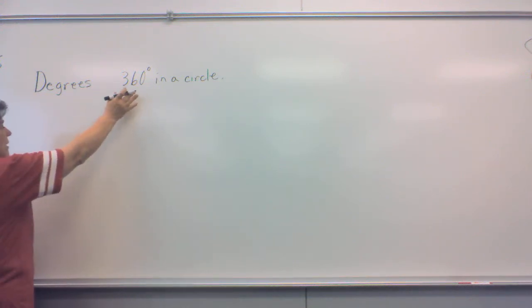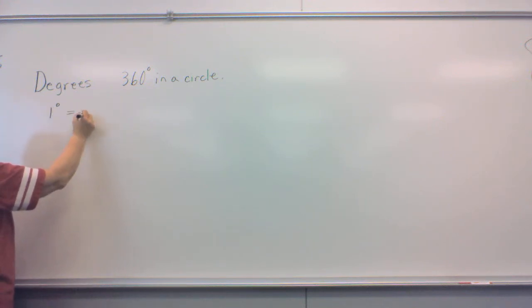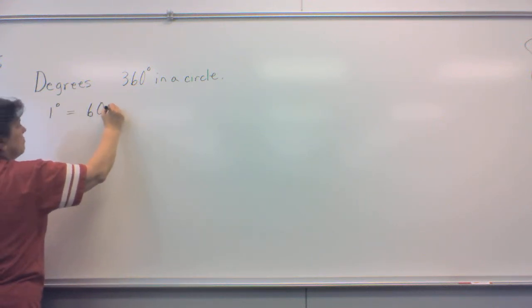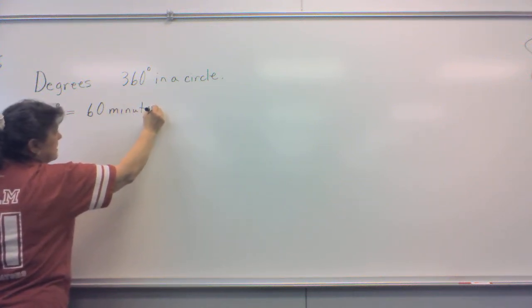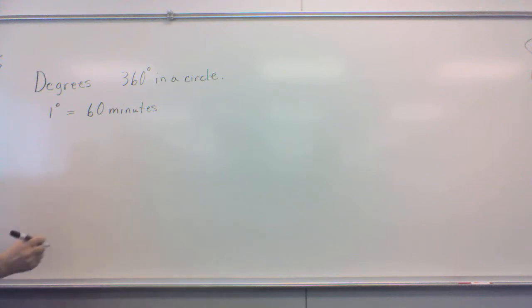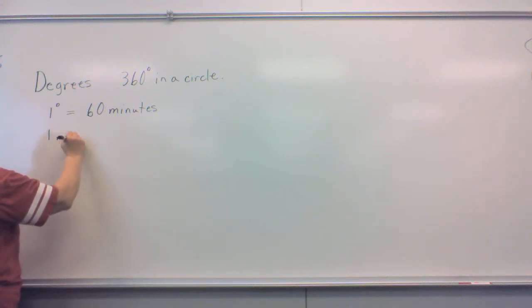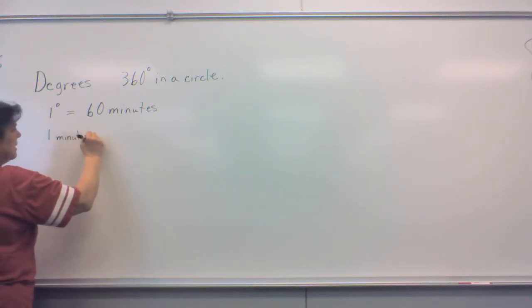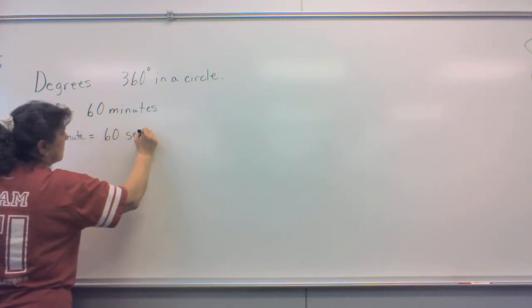Okay, another thing we need to know is 1 degree is equal to 60 minutes, just like 60 minutes equals 1 hour. And just like with minutes and seconds, 1 minute is equal to 60 seconds.